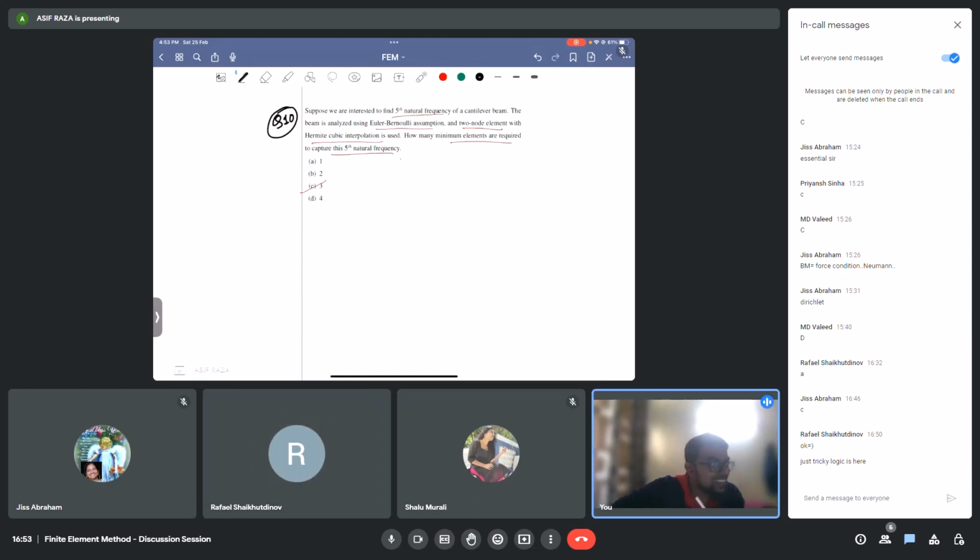With that, we only need to find how many minimum elements we need to capture the fifth natural frequency. I forgot that we need to eliminate the essential boundary conditions from this matrix. So I put D as the answer because I considered these problems as if we are finding eigenvalues from the global matrix, but we need to find eigenvalues from the reduced matrix.